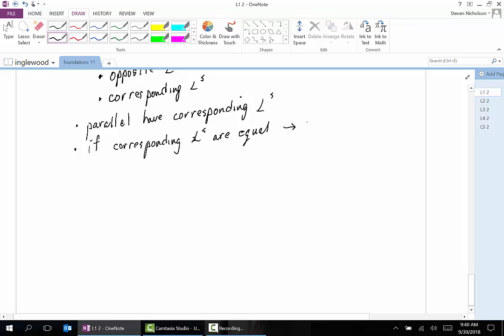then the lines have to be parallel. If you physically tried to do this, they would have to be parallel.